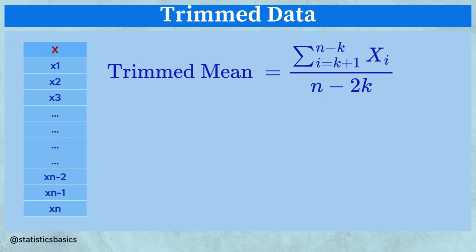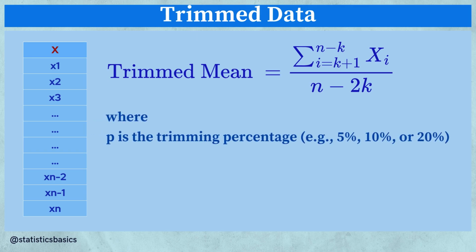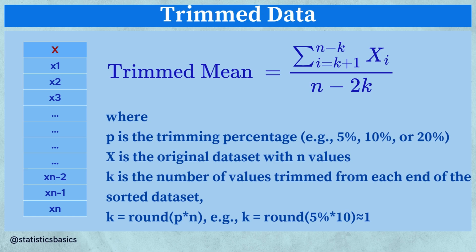The trimmed mean is calculated by removing a certain percentage of the smallest and largest values from a sorted dataset and then computing the average of the remaining values. Mathematically, the trimmed mean can be represented using the following formula. Where P is the trimming percentage, let X be the original dataset with n values, and K is the number of values trimmed from each end of the sorted dataset.